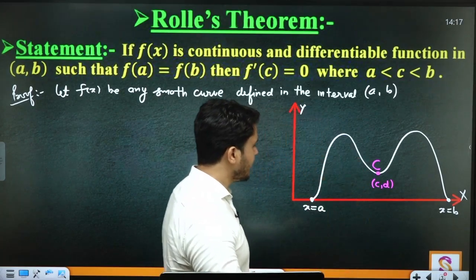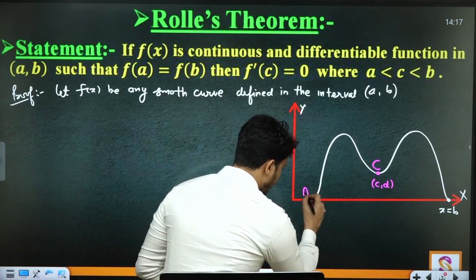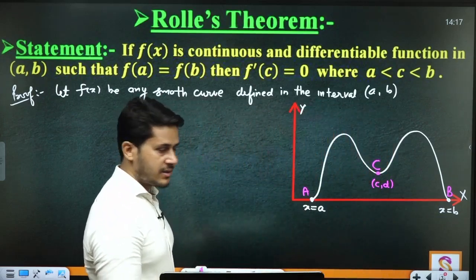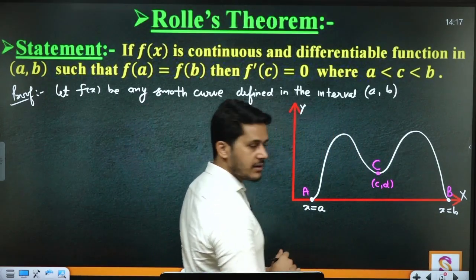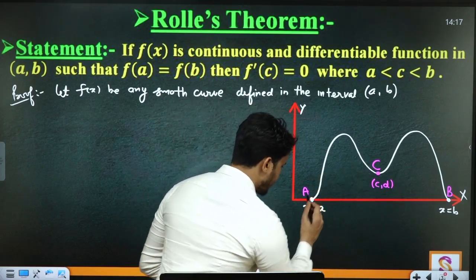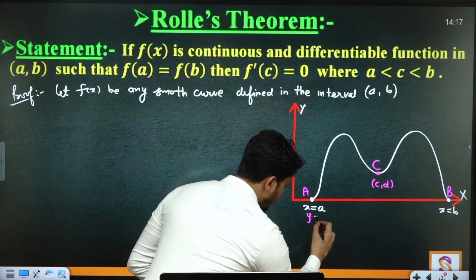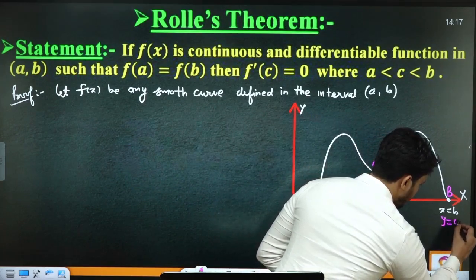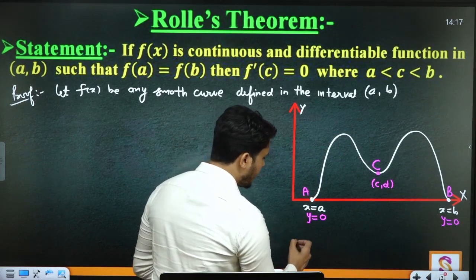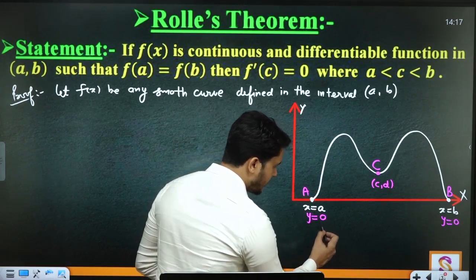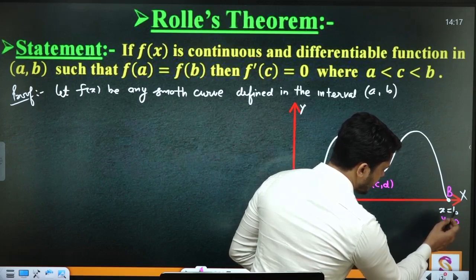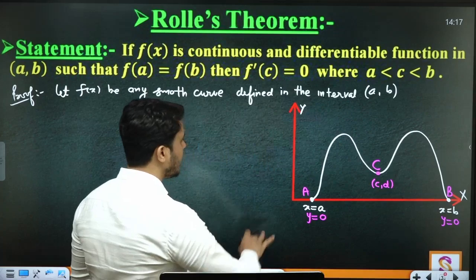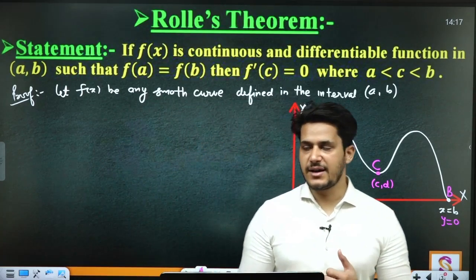So this is an intermediate point and you can name it like capital A. This is capital B. So these are 3 points C, A and B. At this point y equal to 0, and here y equal to 0 also. So the coordinate of this point A is (a, 0), and coordinate of the point B is (b, 0), right? So this is the meaning of smooth curve between the interval (a, b).